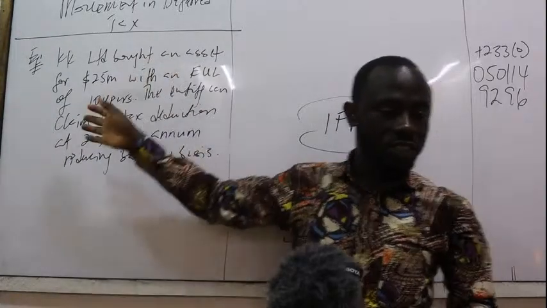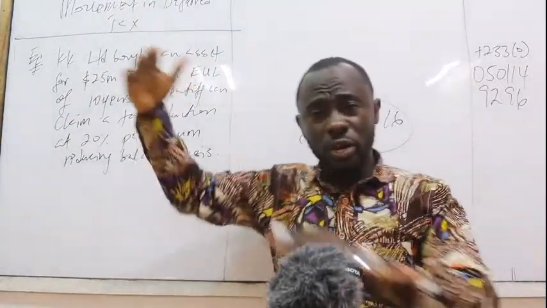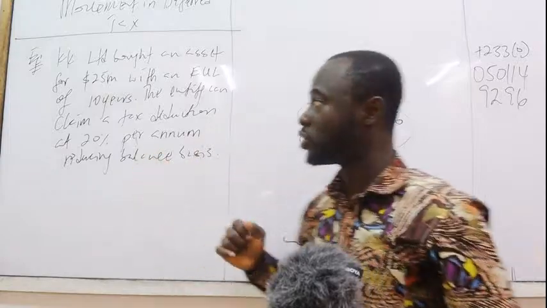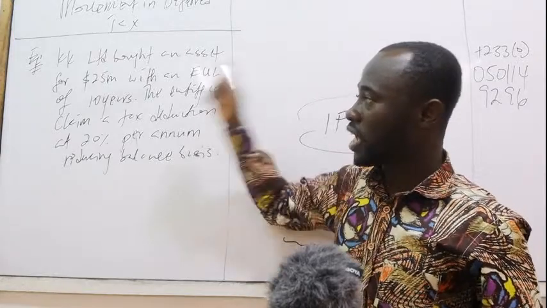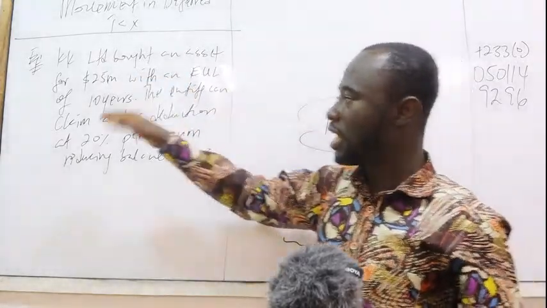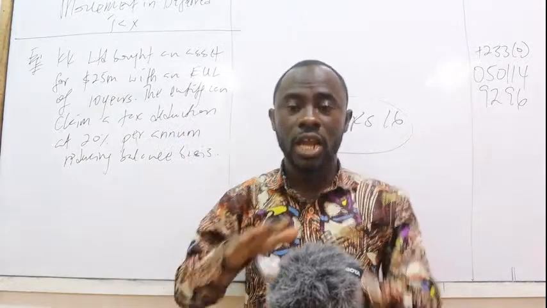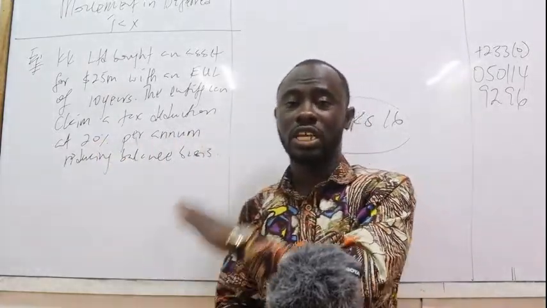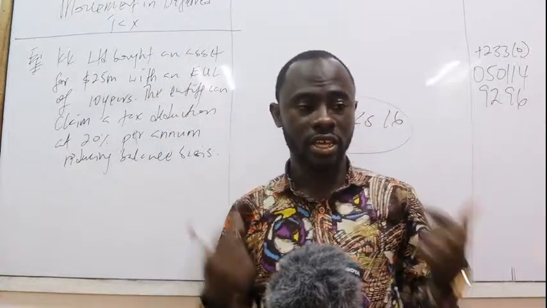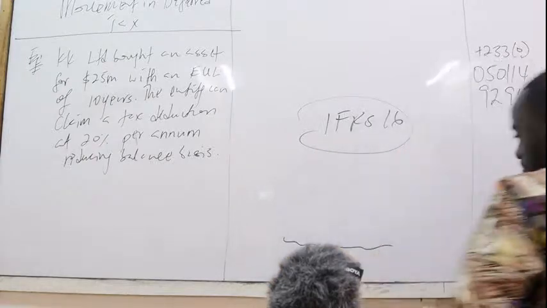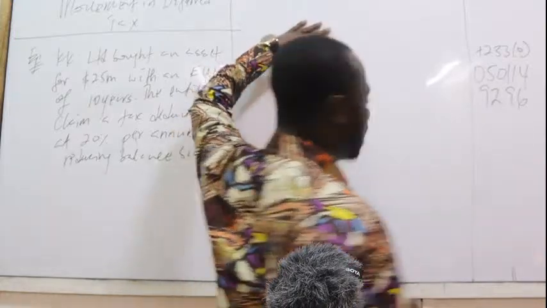It's a guinea pig question, and we're going to pick it up and then expand on it. You stay with me closely, all right? We're doing movement in deferred tax. It's one of the critical areas, so make sure you stay with me. KK Limited bought an asset for $25 million with an economic useful life of 10 years. The entity can claim a tax deduction at 20% per annum, reducing balance basis. Now, the requirement here is that we're going to be using the question as a guinea pig to look at how we deal with what? Movement in deferred tax. You ready? So let's go. So let's see how we go about it.